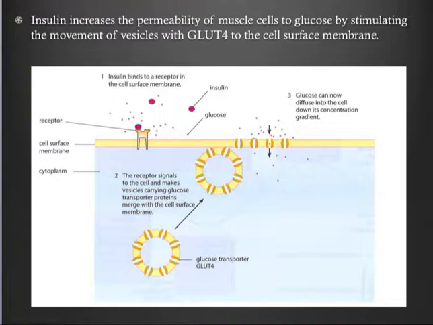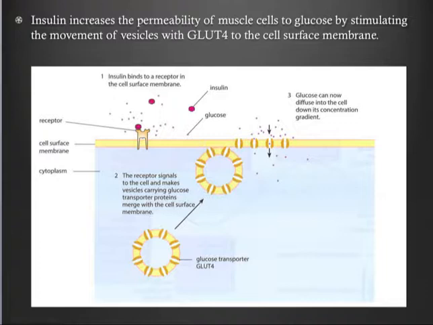Normally, the GLUT proteins are kept in the cytoplasm in the same way as the aquaporins are in the collecting ducts. So when insulin molecules bind to receptors on those muscle cells, the vesicles with GLUT4 proteins are moved to the cell surface membrane, they fuse with it, and this will facilitate the movement of glucose into the cell. Brain cells have GLUT1 proteins, and liver cells have GLUT2, which are always in the cell surface membrane, and their distribution is not altered by insulin.